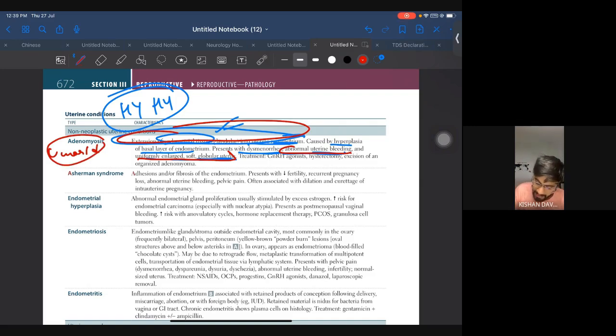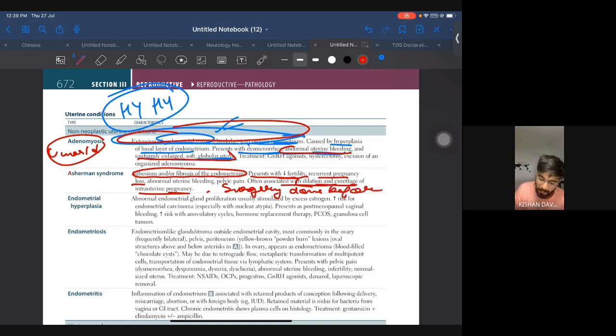Asherman syndrome, fibrosis of endometrium, presents with decrease in fertility, recurrent pregnancy loss, and another point is that it is often associated with dilation and curettage of intrauterine pregnancy. Now, if in the question they give you that dilation and curettage or some surgery was done before, then think about Asherman syndrome, presence of adhesions and fibrosis. Adhesions mean the sutures and scars that are present in the body.